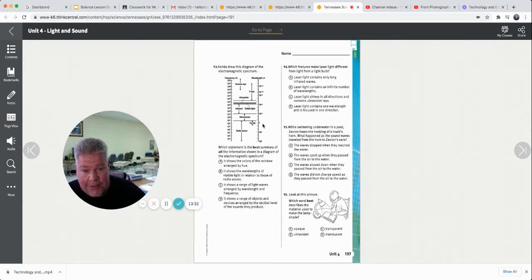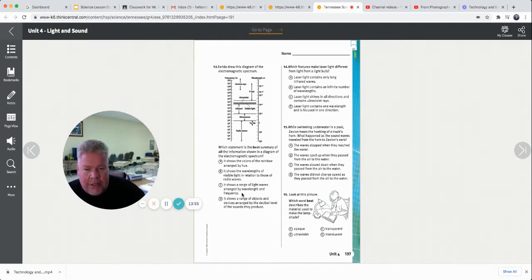We've already answered this, so it should be like our answer there on the first part of this test. It shows the colors of the rainbow arranged by hue. No, that's not what electromagnetic spectrum is. It shows the wavelengths of visible light in relation to those of radio waves. Well, there's a lot more than visible light in radio waves, isn't there? So it's more than that.